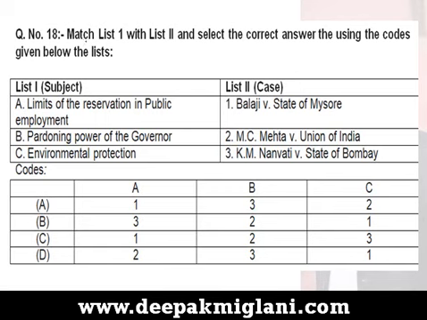Question number 18. Match list 1 with list 2 and select the correct answer using the codes given below the lists. List 1 subject. A. Limits of the reservation in public employment. B. Pardoning power of the governor. C. Environmental protection. List 2 case.